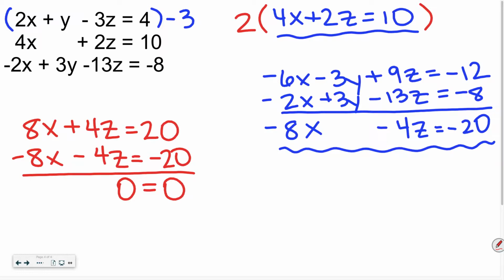But guess what? Our work is not over. Yes, we have infinite solutions. However, we need to express what those look like. And so here's where we get into some pre-calculus work.